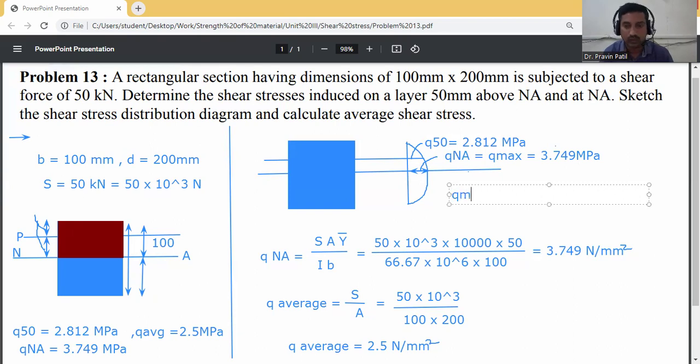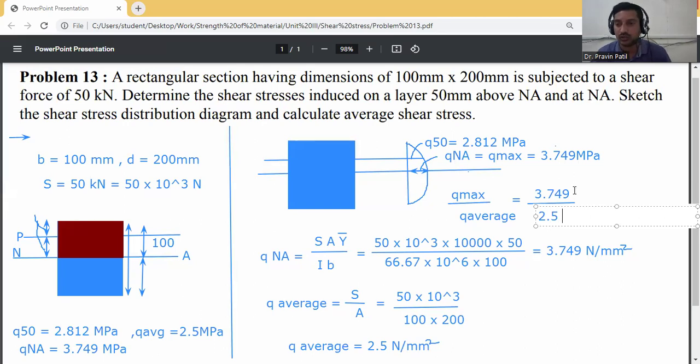Actually, the ratio of Qmax or QNA to Q average must be 1.5. So Qmax is 3.749 divided by Q average, which is 2.5. Let me cross check: 3.749 divided by 2.5 is 1.499, which means 1.5. Your answer is correct. So this is the cross check.